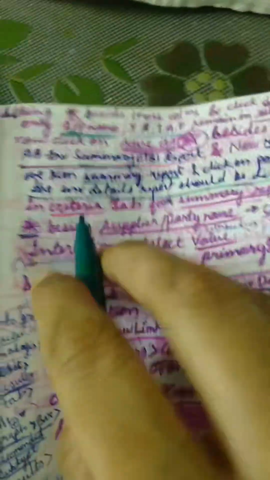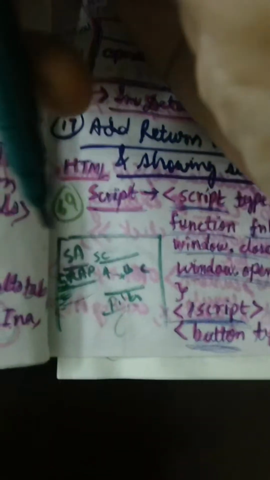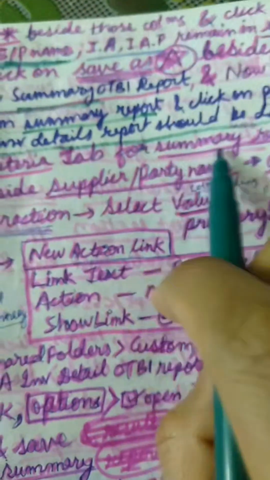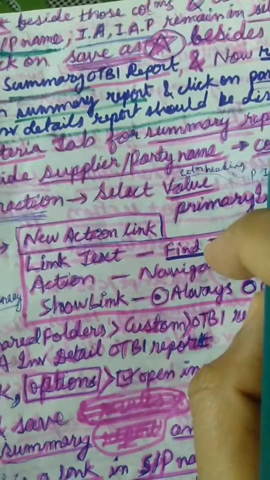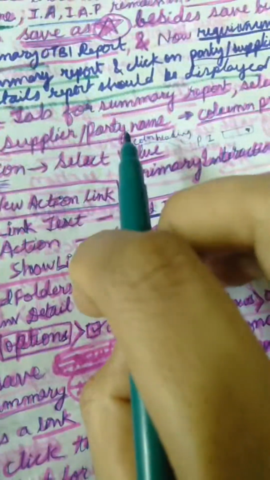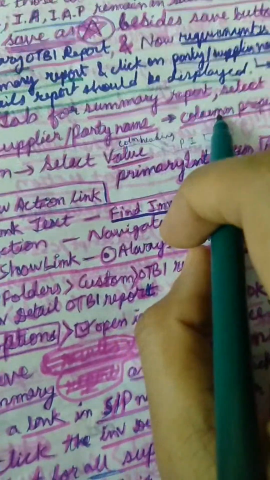First of all, we'll go to the criteria tab. As I mentioned, you have 4 tabs here. So go to the criteria tab. I'll show you the navigation. For the summary report, now select the star, the setting icon beside the party name. After that, we have to select column properties and interaction.